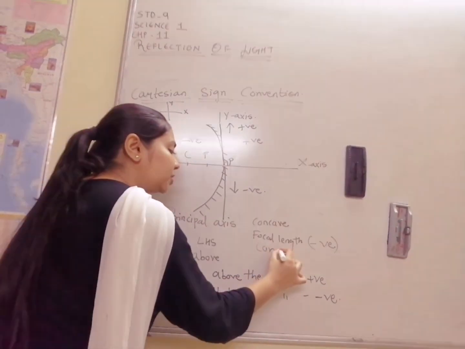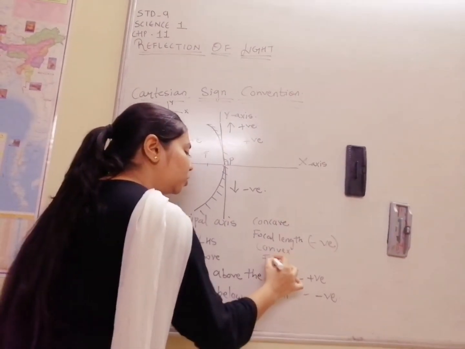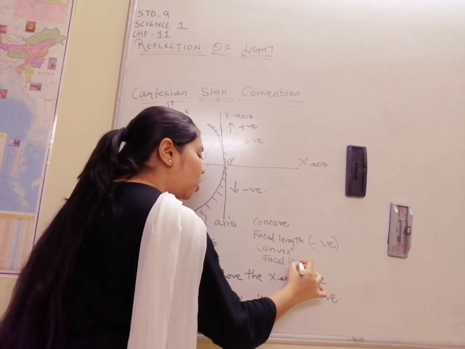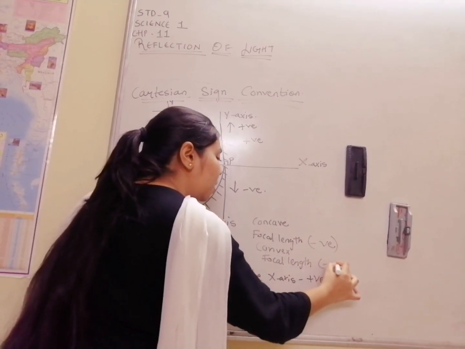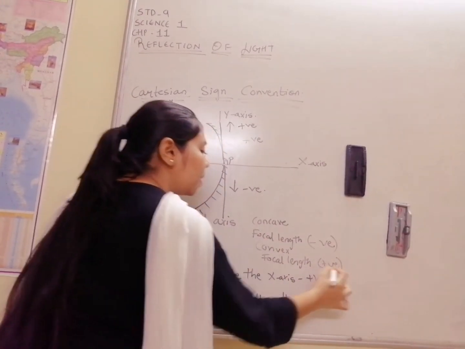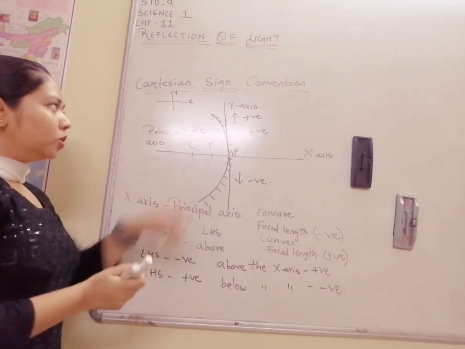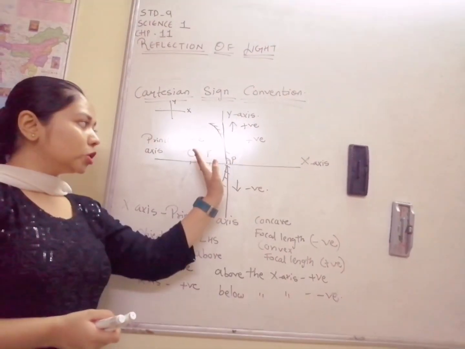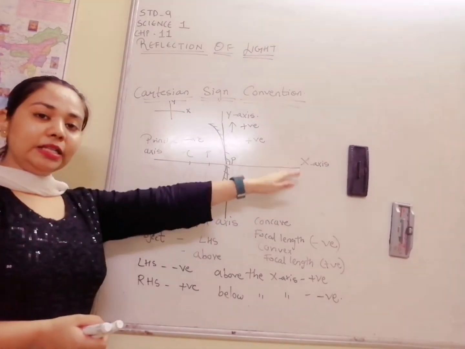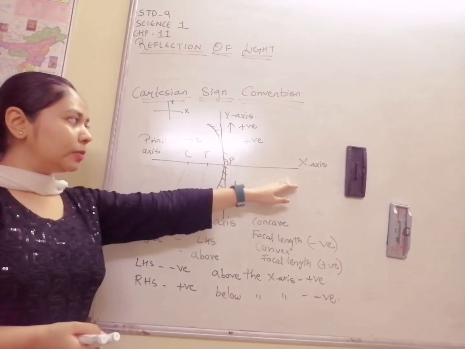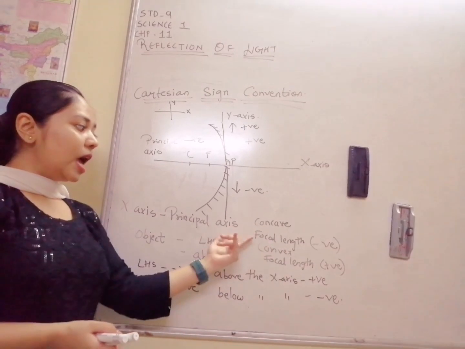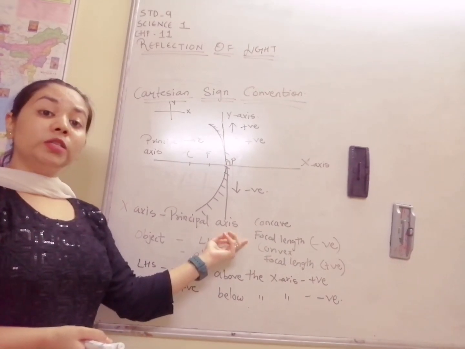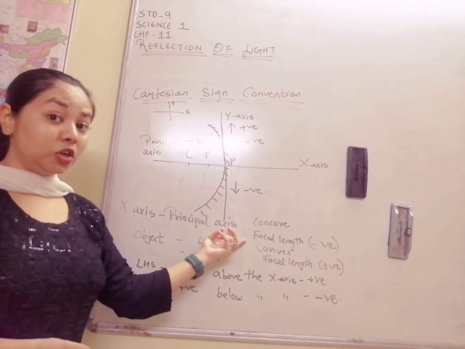Whereas in a convex mirror, focal length will always be what? Positive. Why? Because now this will be my reflecting surface. The focal length will come here. So it is on the right hand side of the pole. Okay, so that's why it will always be positive. And in a concave mirror focal length will always be negative. Keep this in your mind.